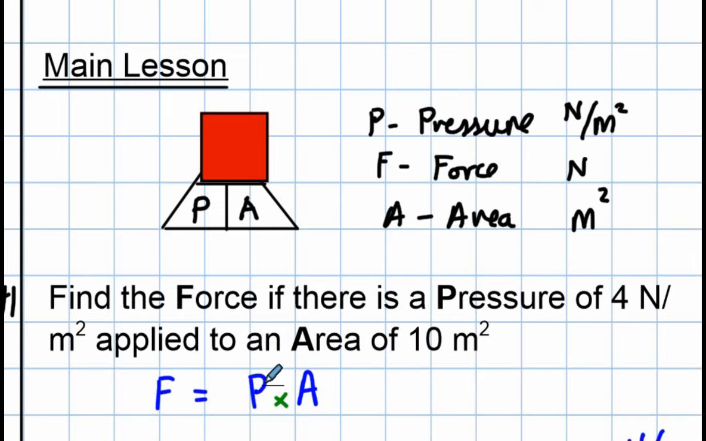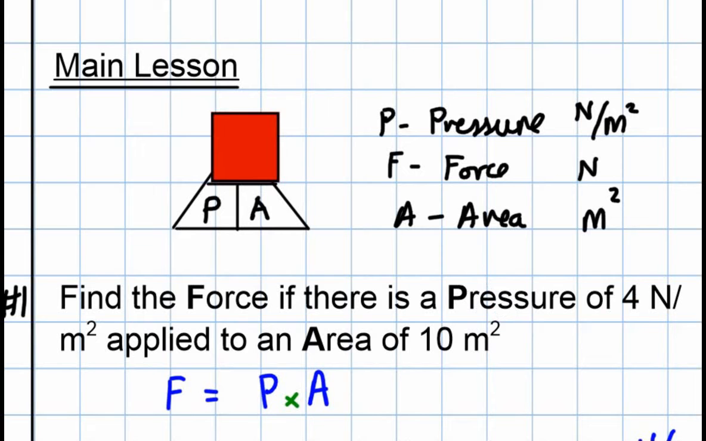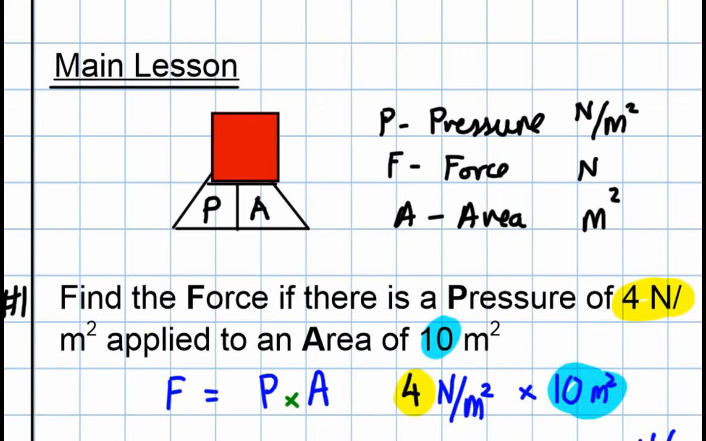Now, what am I going to replace the letter P with in this particular example, Example 1? I'm going to replace it with the information about the pressure: a pressure of 4 newtons per meter squared. So I'm going to do 4, then I put the units, and then I'm going to times it by the area. The area is 10 meters squared. You see where I got the information? I replaced the letter P with 4, and I replaced the letter A with 10 meters squared.